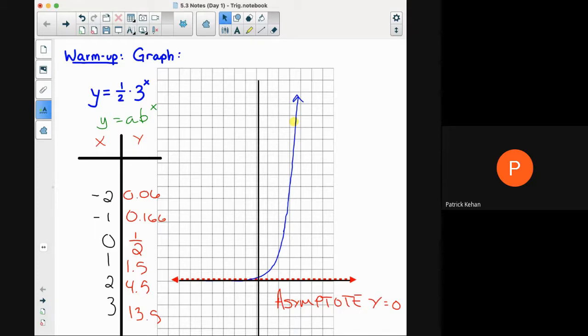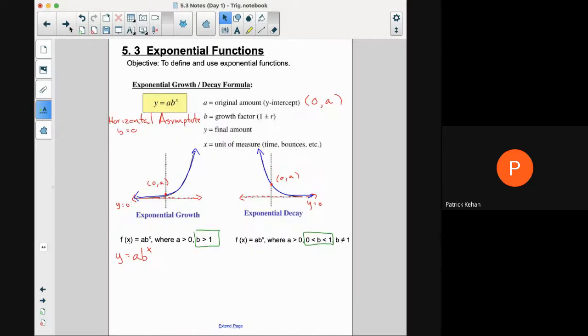The range, however, is different. This graph grows vertically forever, but it never actually gets down to 0 and never crosses this asymptote. So we would say that the range is all values greater than 0. Not greater than or equal to, but greater than 0. And this is our notation for it. Okay, so exponential functions, just another quick summary here.